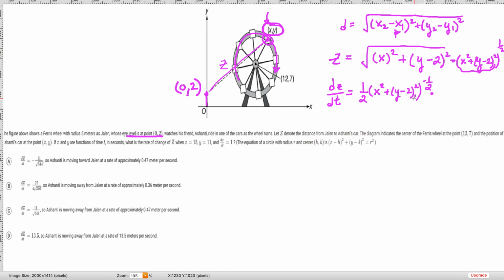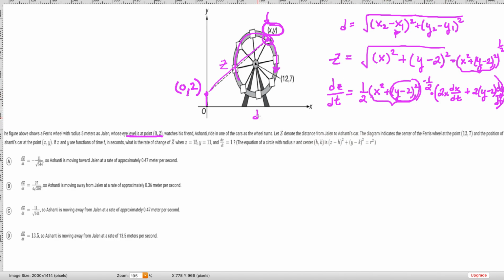But now I have to differentiate the inner function, and this is all with respect to time. The derivative of x squared with respect to time is 2x dx dt, plus the derivative of y minus 2 squared, which is 2 times y minus 2 times the derivative of the inside, which is just dy dt. And now this is an expression for dz dt.